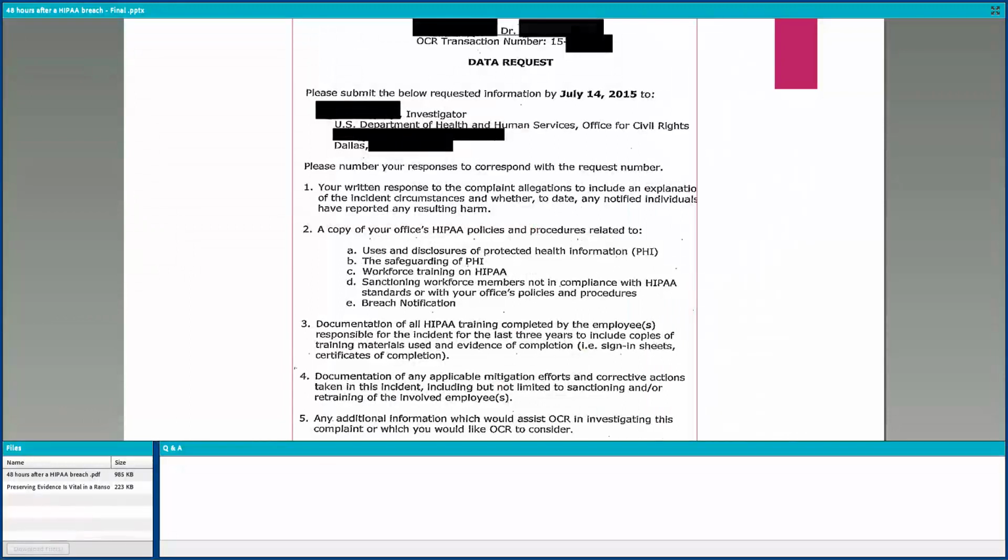And here it is. Actually, this is the second page to it. They're looking for a written response, your policies and procedures, the training you've completed, and your mitigation efforts and corrective action. There is a trend by the OCR to request significantly more information for ransomware incidents. These data requests for a ransomware incident probably are more like 20 to 30 questions at this point.